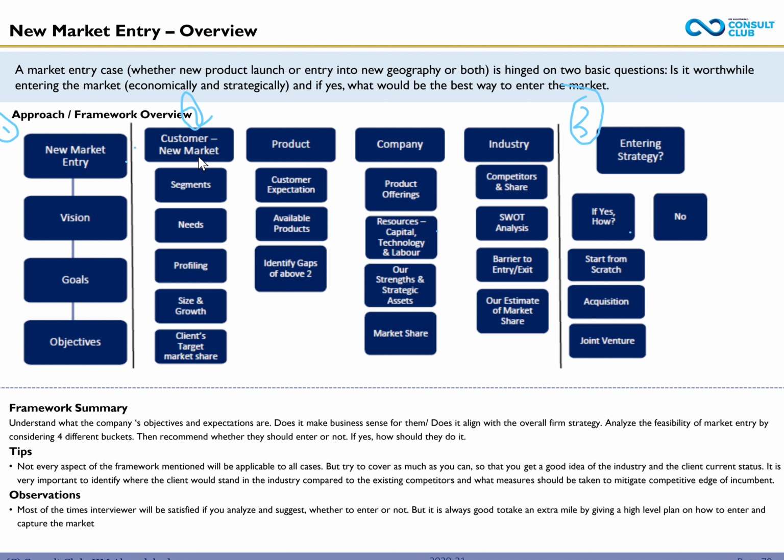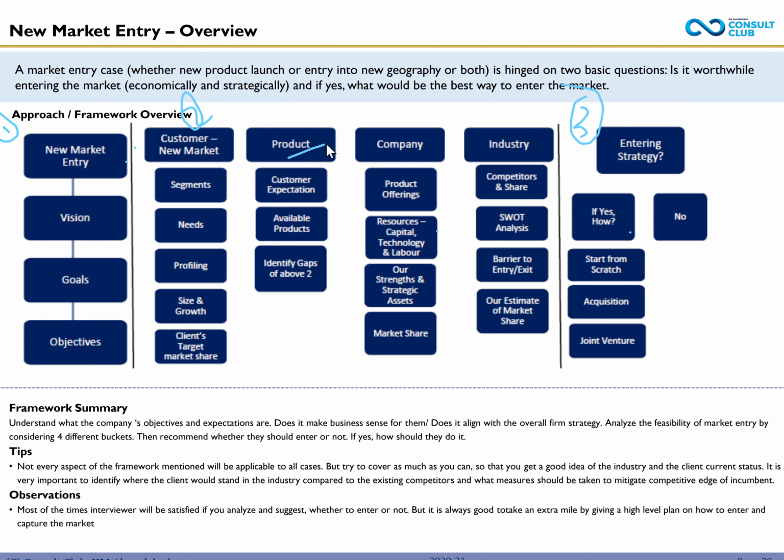In the customer of a new market where you're trying to sell a new product, you first segment the customers into different categories. Then you understand the needs of these categories. Then you profile the customer based on what would be best suited for you. And then you figure out the initial size and potential growth of this category. And then you calculate the total market share the company can capture from this category.